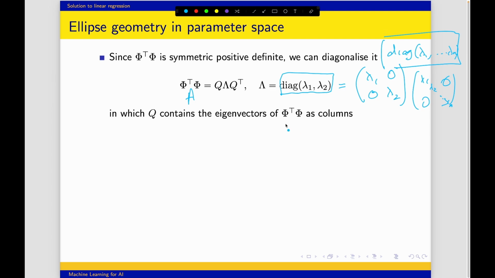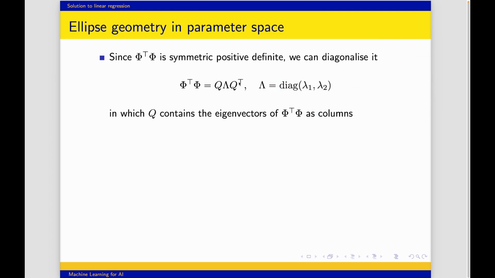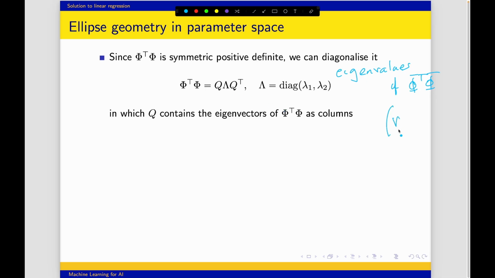So we have this special form. This is called an eigen decomposition of this matrix. These lambdas are the eigenvalues in this eigen decomposition, eigenvalues of our matrix phi transpose phi, our symmetric positive definite matrix. The columns of Q are the eigenvectors. This one corresponds to lambda 1, and this eigenvector corresponds to lambda 2. And these will be in R2. So the v_i are in R2. They have two components.